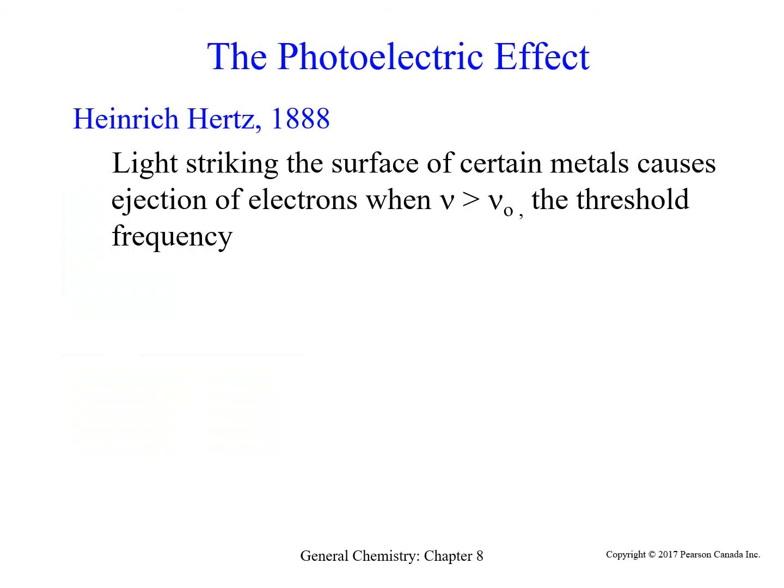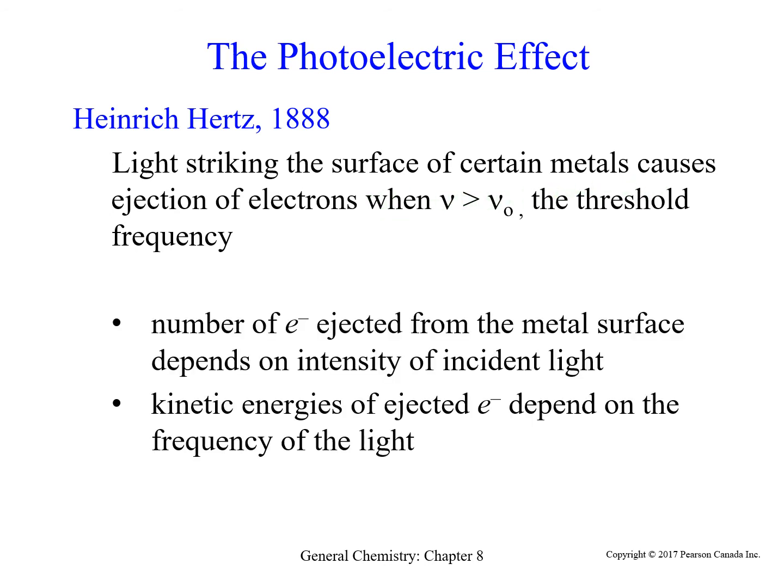So let's look at the photoelectric effect. What is that? Well, in 1888, a guy named Hertz, you might remember Hertz, observed that light striking the surface of a certain metal causes ejection of electrons. The number of electrons ejected from the metal surface depends on the intensity of the incident light, and the kinetic energies of the ejected electrons depend on the frequency of the light. So the energies of the electrons are a function of frequency.